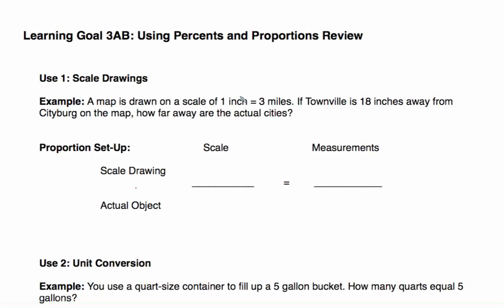Now, oftentimes this will be written as something equal to something else, even though we're going to change it to a ratio of something over something else. So let's look at this. 1 inch equals 3 miles. Now, which of these goes on the scale drawing, and which of these is the actual object? Well, because this is a map, hopefully my map is going to be in inches, and my real world is going to be in miles. So I'm going to put the inches on top here, 1 inch, and the 3 miles in the actual object side. So 1 inch on the scale drawing is 3 miles in the actual world.